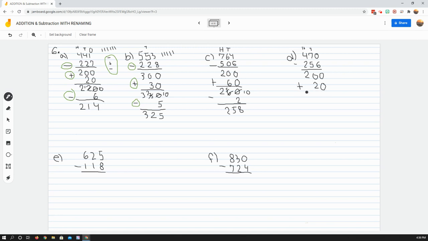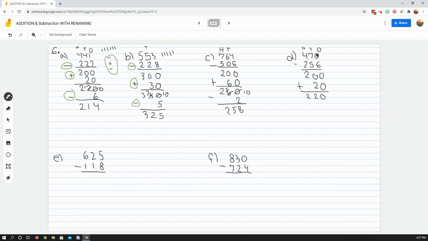Now I want to see how much I have so far. I'm going to add these numbers. So I have a total of 220. So right now I have a total of 220, but I'm not done. I still need to subtract the digits that I have in my ones place, right? So these are the digits that I have in my ones place.